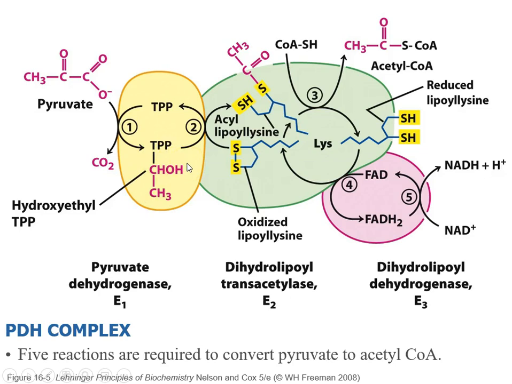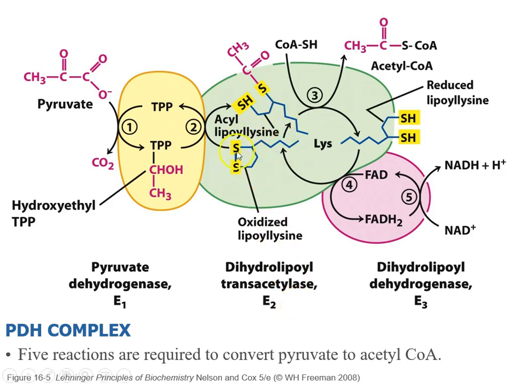So TPP is thiamine pyrophosphate. So thiamine is also a B vitamin. So thiamine pyrophosphate is a coenzyme portion of the E1, so its proper name is pyruvate dehydrogenase, E1. So the thiamine pyrophosphate carries this portion that's left of the pyruvate after we've lost the carboxylate group to CO2. And then this is transferred to an acyl lipoyl lysine group in E2. So this big green blob here is E2, so its name is dihydrolipoyl transacetylase.